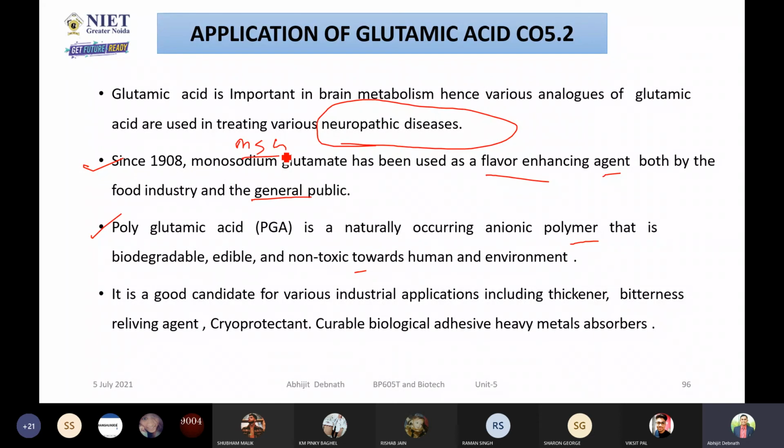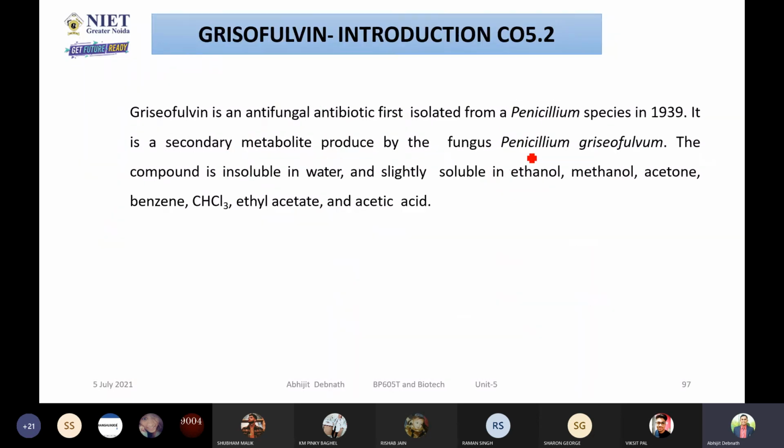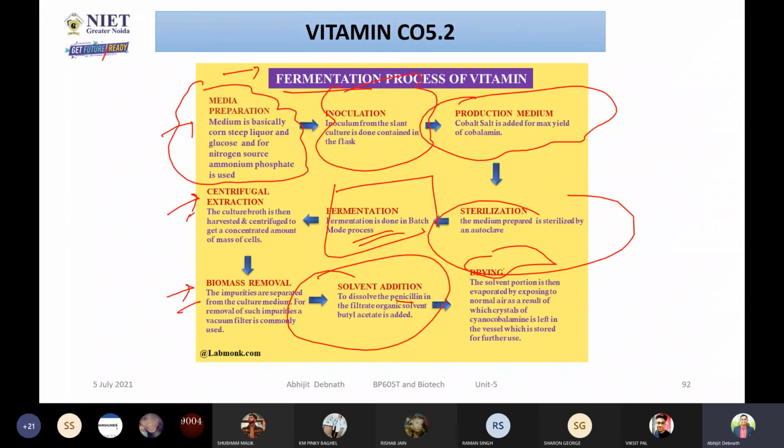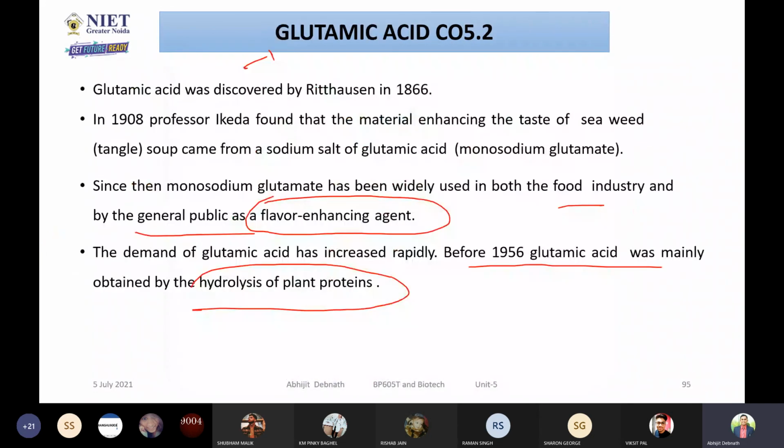MSG. I hope you can recall the MSG controversy with Maggi, where the amount of monosodium glutamate was so high. That's why there was a controversy 4 or 5 years back. Nowadays we are using glutamic acid. So how can you produce glutamic acid? Same process, whatever I was showing here: fermentation.